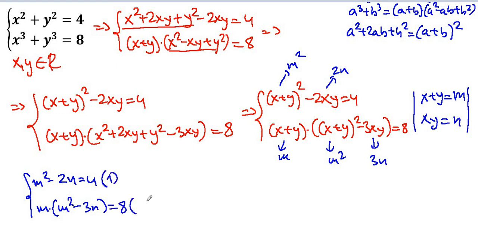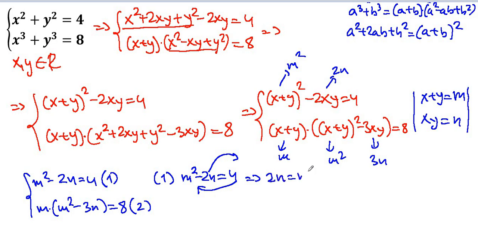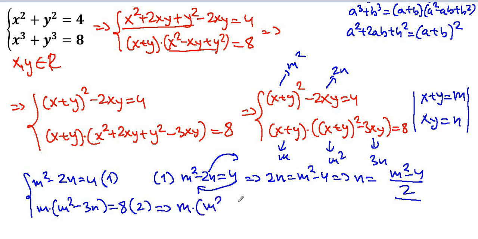This is the first, this is the second, and from the first equation if I solve for n, let me rewrite the first equation here: m squared minus 2n is equal to 4. So let's move 2n to the right hand side and 4 to the left hand side. So I'll get 2n is equal to m squared minus 4, and here n is equal to m squared minus 4 divided by 2. Now if I substitute n into the second equation, therefore I will get m times m squared minus 3 times m squared minus 4 divided by 2, and this one is equal to 8.